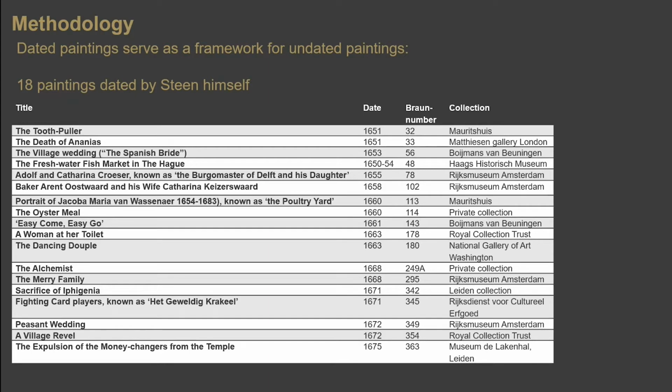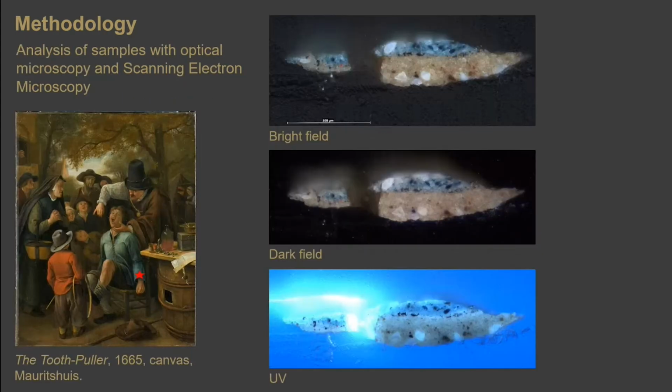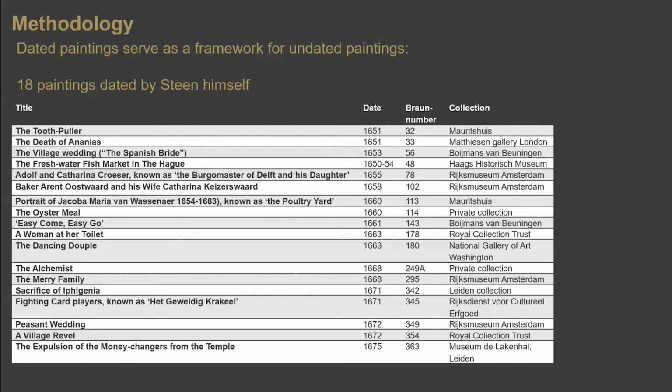We had the possibility to research 18 of these dated paintings, either dated by the artist himself or dated because they depict a certain town very clearly. And these dated paintings represent his entire career. So we had early paintings from Den Haag and very late paintings from Leiden. The idea was that these dated paintings would serve as a framework for the undated paintings.